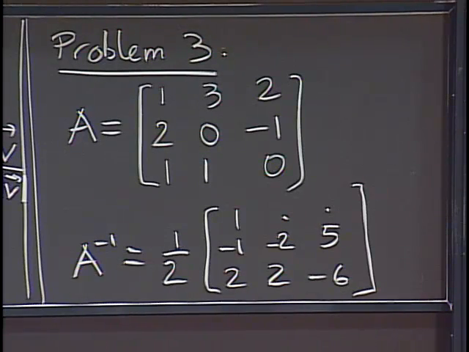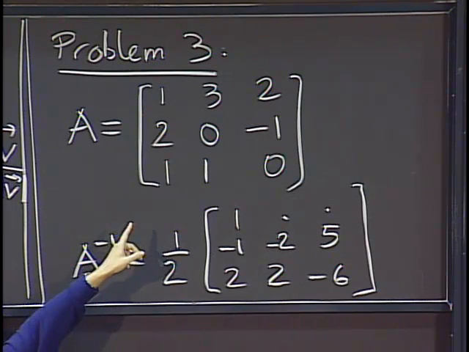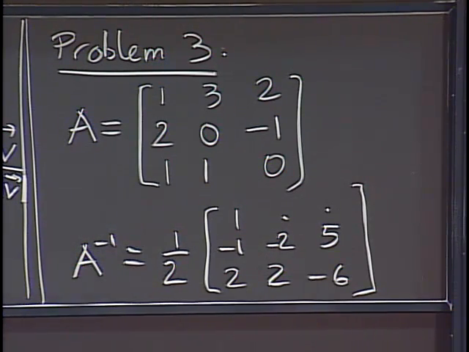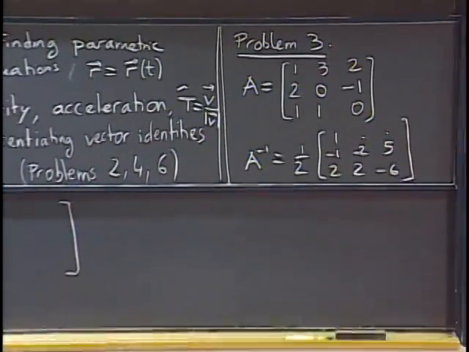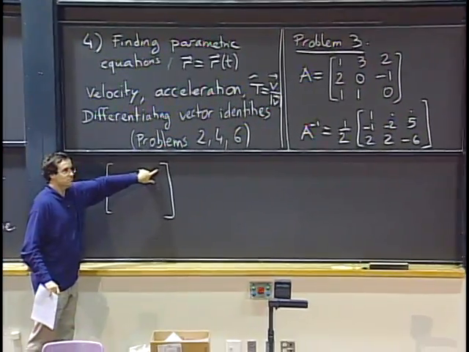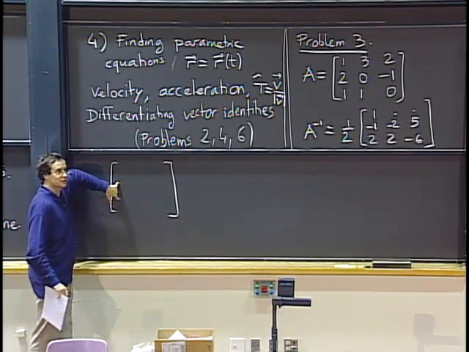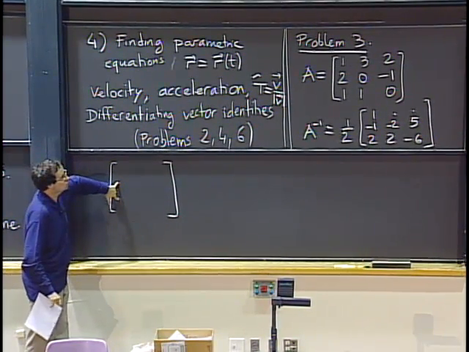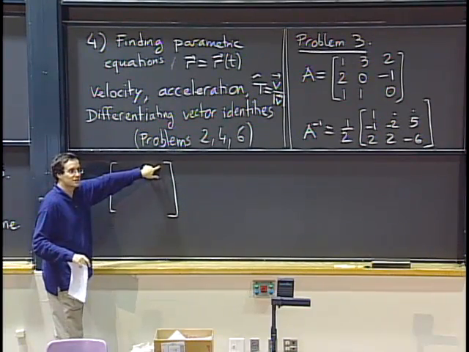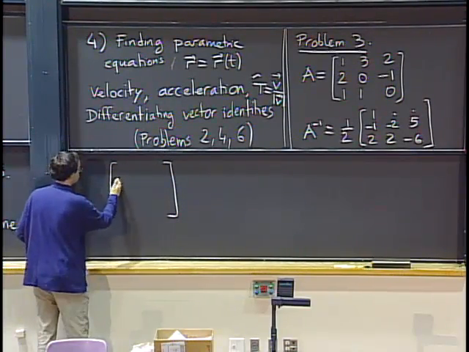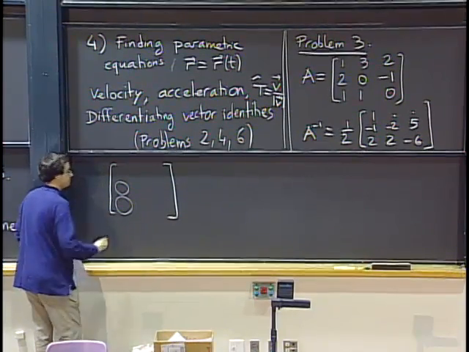Let's try to be smart about this. Do we need to compute all 9 minors? No, we only need to compute 2 of them, right? So which minors do we need to compute? Here and here, or here and here? Yeah, that looks better, because remember, we're going to transpose things, so these 2 guys will end up here. So I claim we should compute these 2 minors.